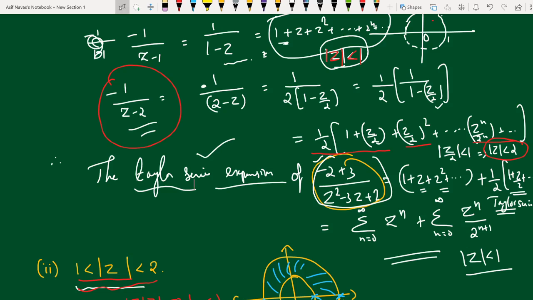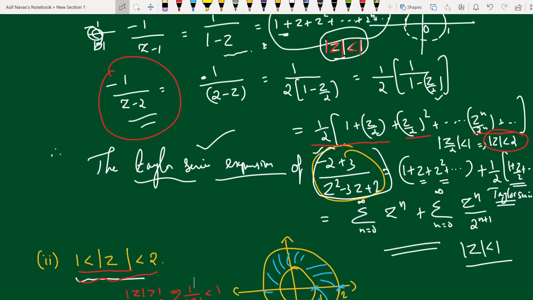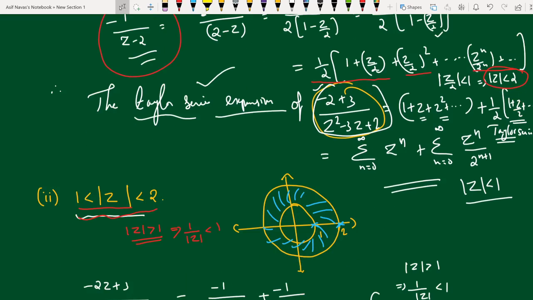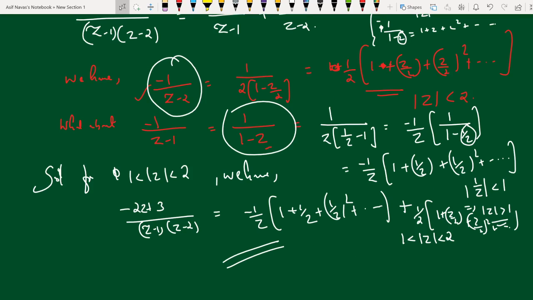That rational function has a Taylor series expansion when mod z is less than 1, but when 1 is less than mod z less than 2, here z has negative powers, right? So this is the Laurent series expansion.